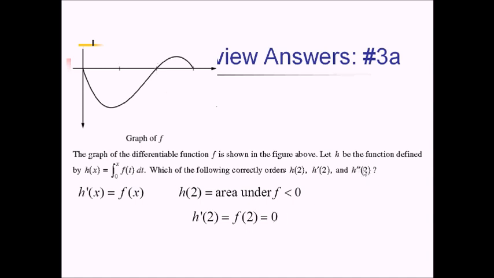Finally, h double prime of 2, that is basically f prime, the slope of f, at 2. Well, at 2, we're going up, we're increasing, so that means that f prime is positive there. So if I have a negative, a 0, and a positive, the negative is going to be the smallest out of those. The 0 is going to be next, so h prime of 2 is next. And then finally, h double prime, the positive, is going to be the biggest, and it's going to come last.